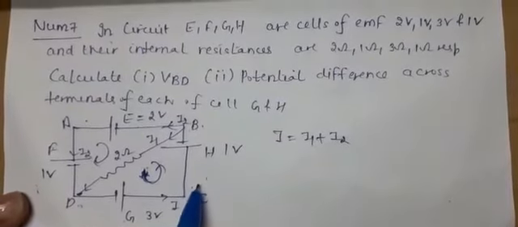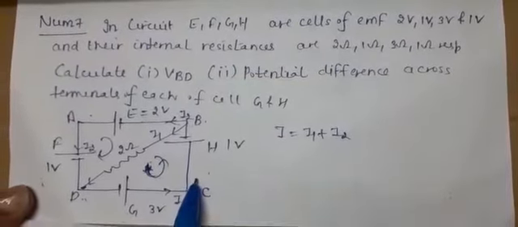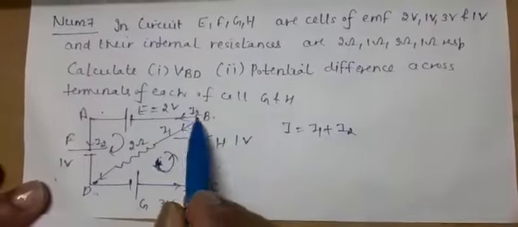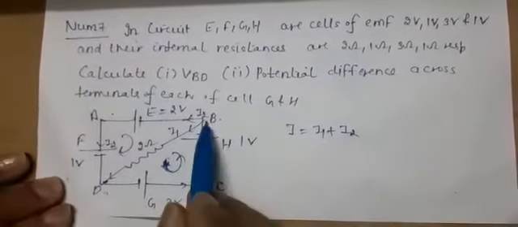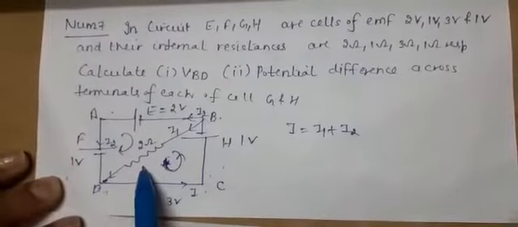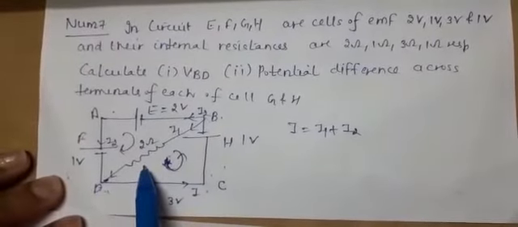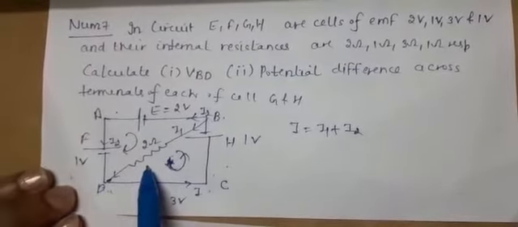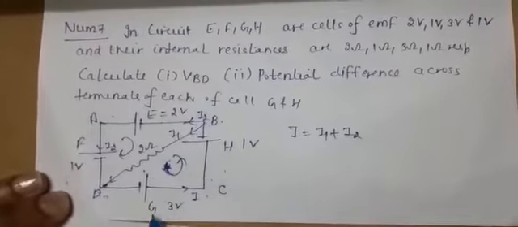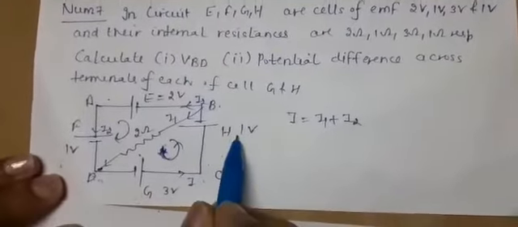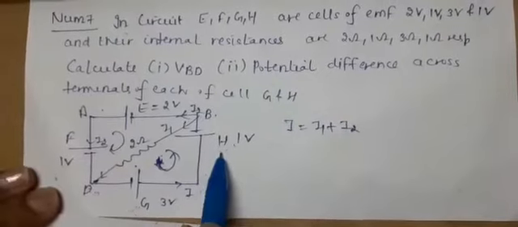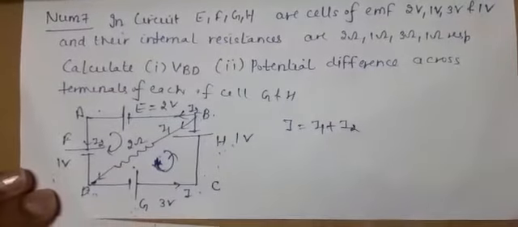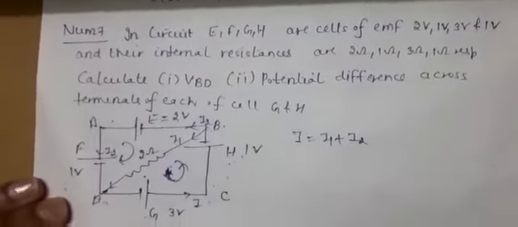Now what you have to find? Calculate the potential drop between B and D. That means you have to find the potential drop between B and D. Second point, the potential difference across the terminals of each of the cells G and H. For these two, you have to find the potential drop across the terminals of each of the cells.